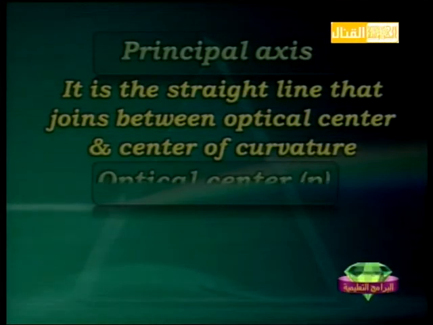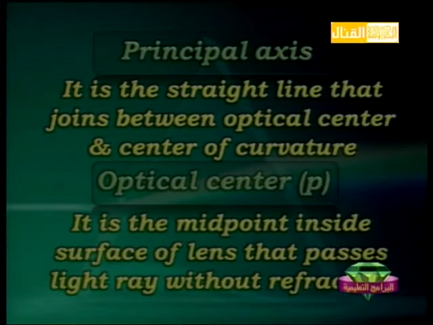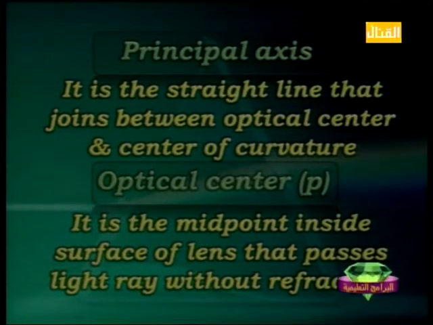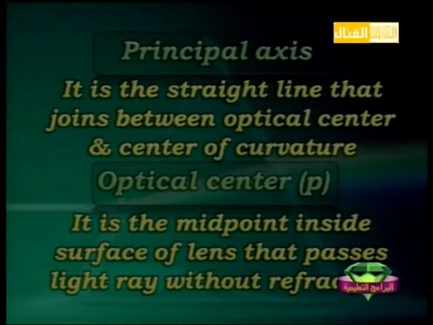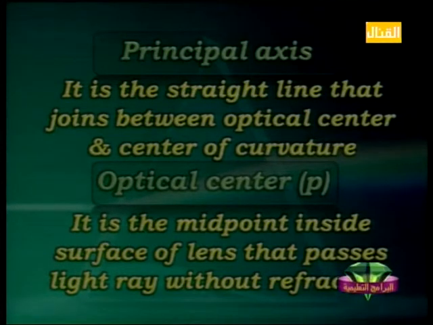After that, we have the definitions of each part. Number 1, the principal axis. The principal axis is the straight line that joins the optical center and the center of curvature. If you write, this is the key phrase of this definition: a straight line that joins two points, the center of curvature and the optical center.